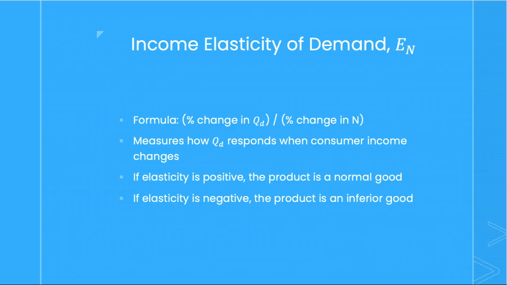Next, we've got the income elasticity of demand, or E sub N. The formula for this one is simply the percentage change in quantity demanded divided by the percentage change in income. And this simply measures how quantity demanded responds when consumer income changes. If elasticity is positive, then the product is a normal good. That is, there's a positive correlation between N and quantity demanded. If elasticity is negative, however, the product is an inferior good, and that would imply that as income goes up, your quantity demanded will actually go down. So N and QD are negatively related to one another.